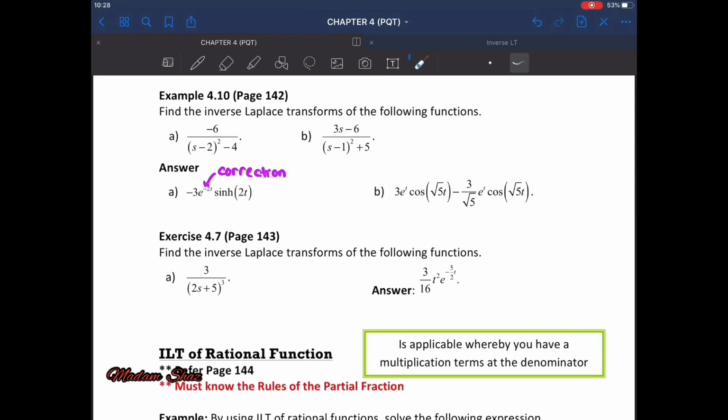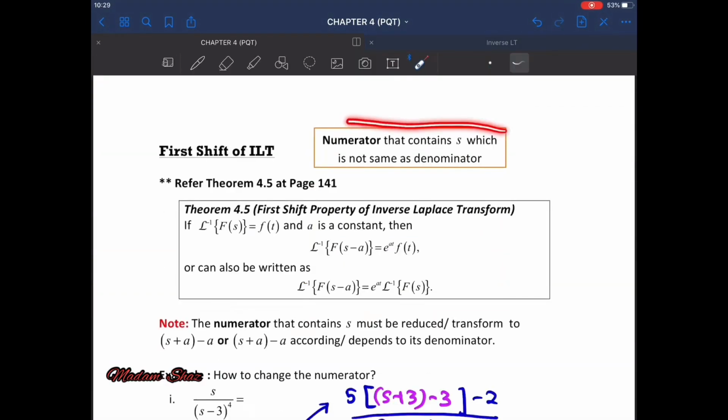Okay, now let us continue to solve this example. Find the inverse Laplace transform of the following function. So we have negative 6 over s minus 2 the power of 2 minus 4. If you can refer back to my notes before this, I have mentioned the hint for the first shift inverse Laplace transform, whereby we have a numerator that contains s, which is not the same as the denominator.